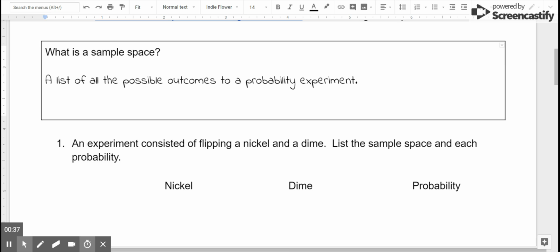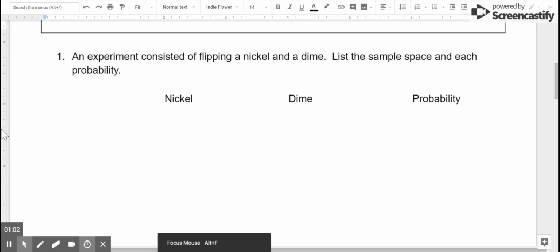Please pause the video if you need a moment to copy the definition down. Sometimes a sample space is easy to figure out. Sometimes a sample space gets a little more complicated, especially when we have more than one event in our probability experiment. That's called compound probability, and that's what we're talking about today.